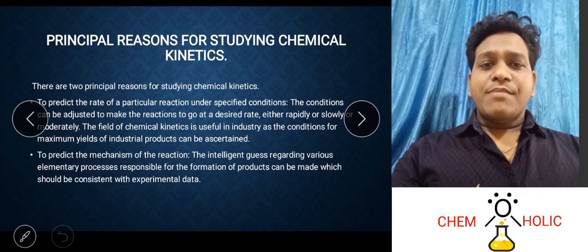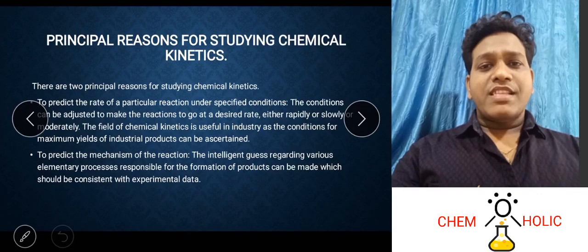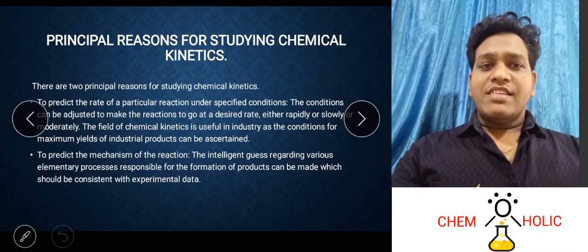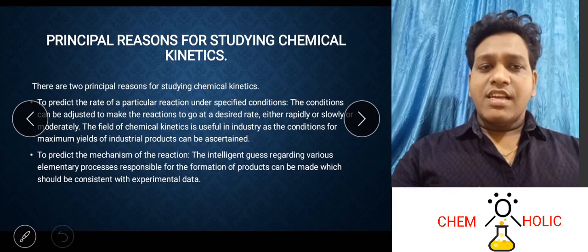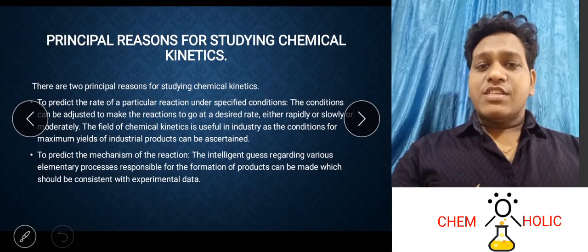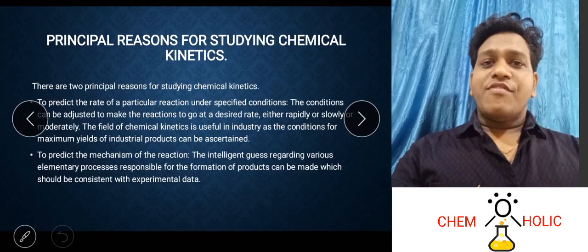The second point is to predict the mechanism of the reaction. An intelligent guess regarding the various elementary processes responsible for formation of the product can be made, which should be consistent with the experimental data. It is also helpful if we are performing some experiment: how much it is changing, and with what time it is changing, everything in detail we study under chemical kinetics. If we study chemical kinetics, we can explore all these important points.